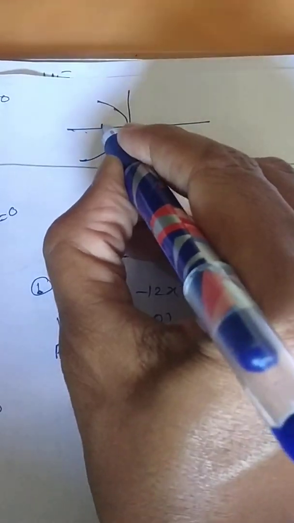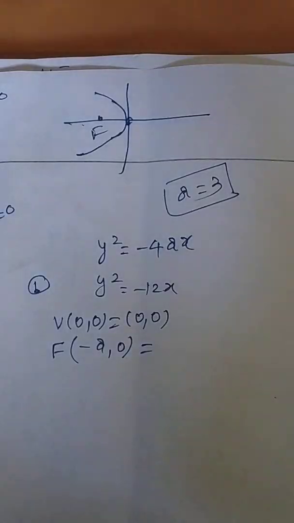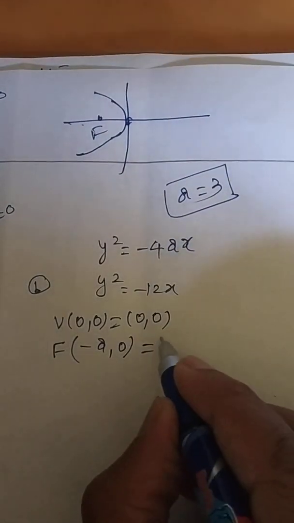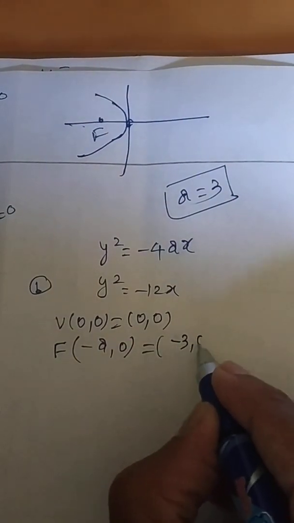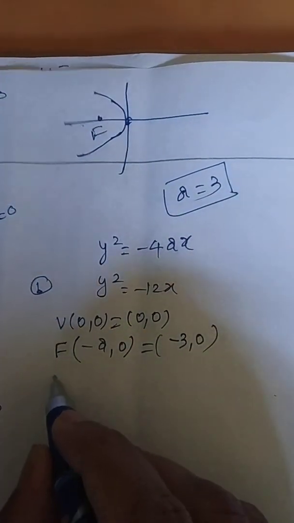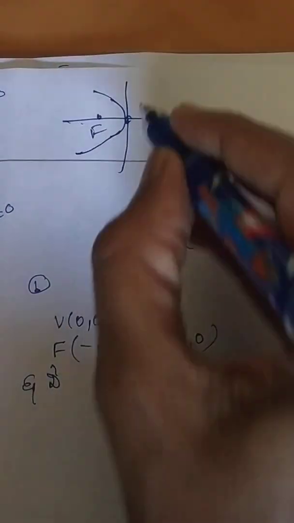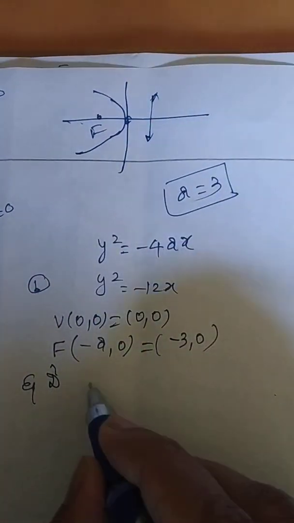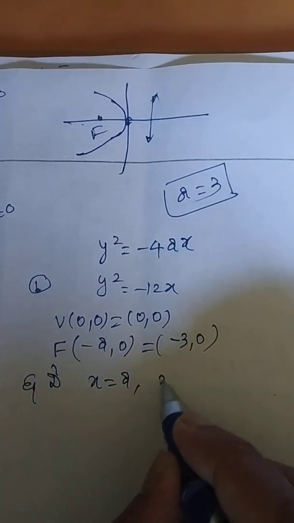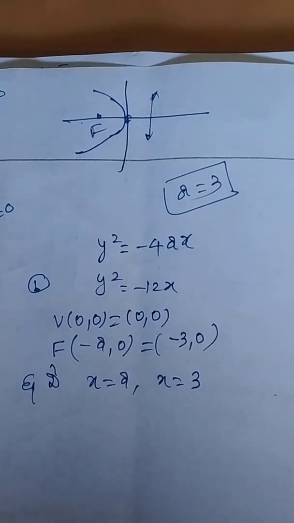Focus. Can anyone tell over here? This is the focus. This is the vertex. So the focus will be over here. It will be minus 3, 0. Equation of directrix. Recall this equation of directrix. It will be x is equal to a. Therefore, it will be x is equal to 3.